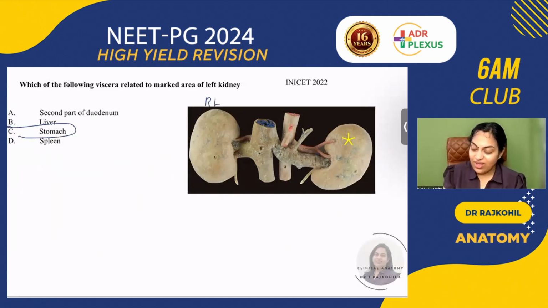Okay, stomach. So here will be your left suprarenal. This is spleen. This is the stomach. Here you have the tail of the pancreas, the splenic flexure of the colon, the coils of jejunum. Right? Excellent. It is the stomach.